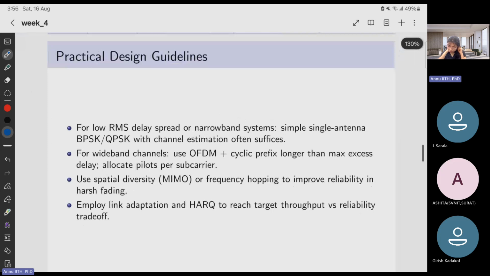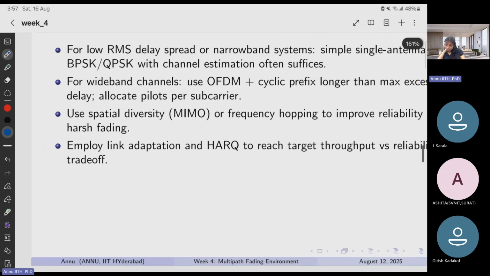Again, the practical design guidelines say, for low RMS delay spread, narrowband systems are simple, and with a single antenna, BPSK or QPSK with channel information often suffices. For a wideband channel, use OFDM plus a cyclic prefix longer than the max excess delay, and allocate pilots per subcarrier. Use spatial diversity or frequency hopping to improve reliability in harsh fading. Employ link adaptation and HARQ to reach the target throughput versus reliability trade-off.